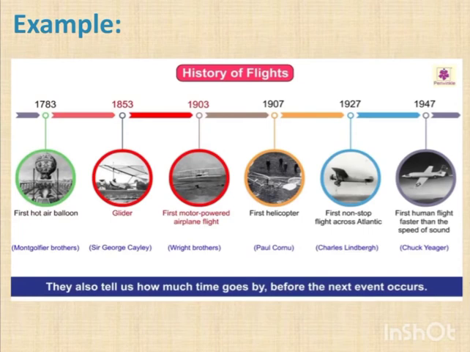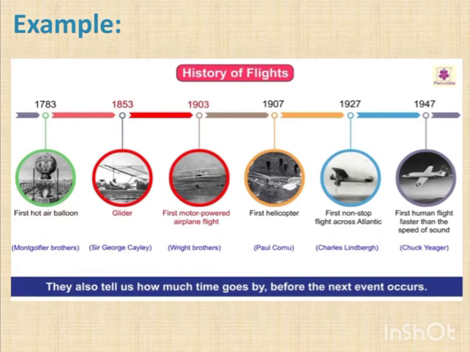Let us see this example. Now this is a timeline of the history of flights. Now this is a horizontal timeline, which means, from where will it start? It will start from the left hand side. Yes, it starts in 1783 and goes till 1947. So the history of flights from 1783 till 1947 has been depicted in this timeline.